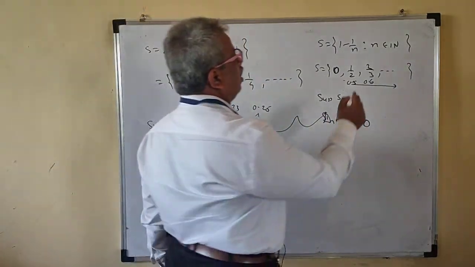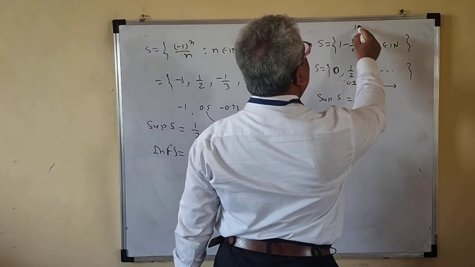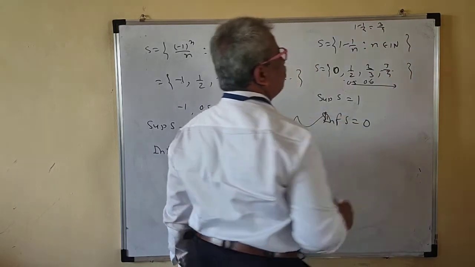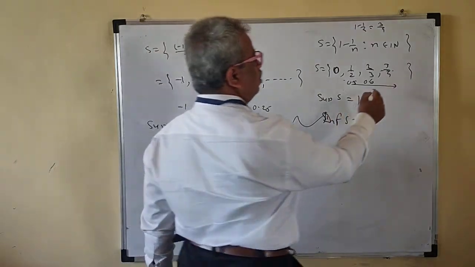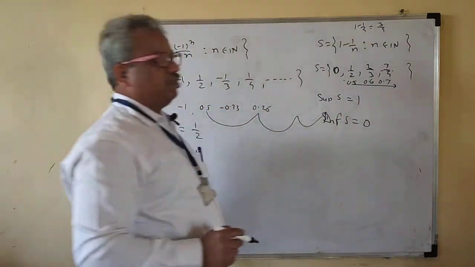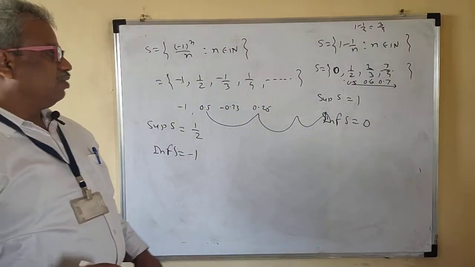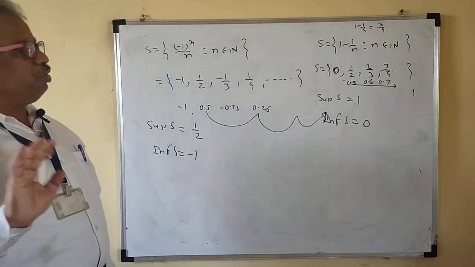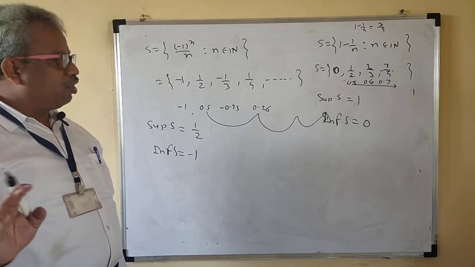So what here then? If this is 3, 4. 1 minus 1 by 4 is 3 by 4. So 3 by 4 means 0.7. That means the number is increasing, but not greater than 1. It will not be greater than 1.